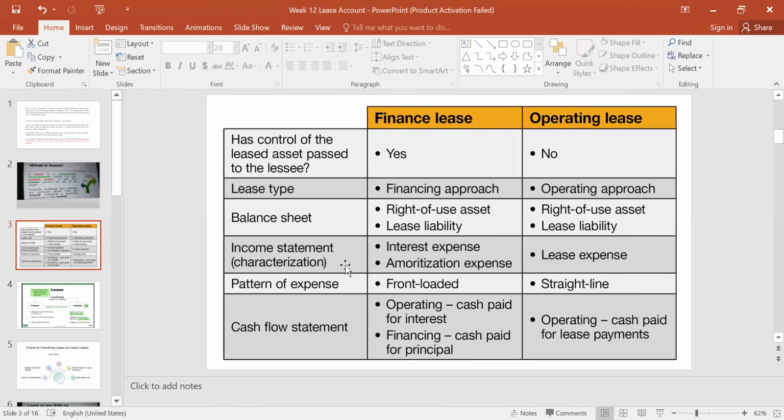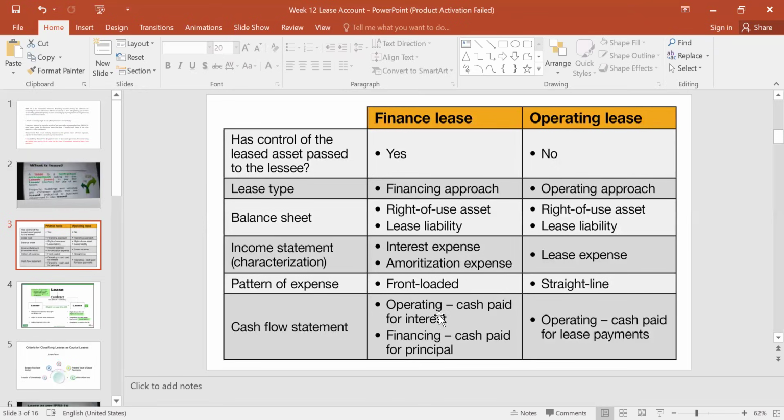Income statement: interest expense and amortization expense we have to show in the income statement, but for operating leases only the lease expense you have to show in the income statement. Pattern of expense: front loaded and straight line.